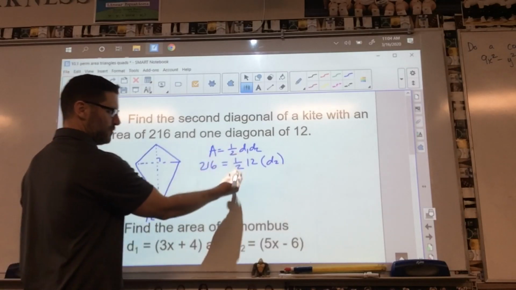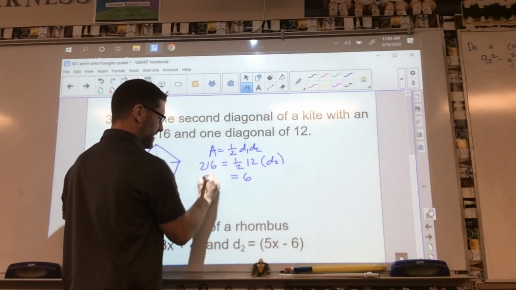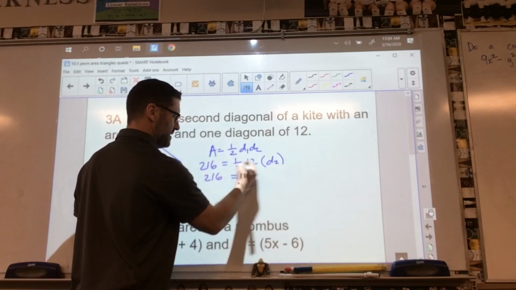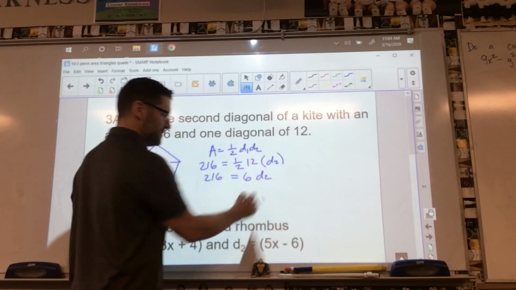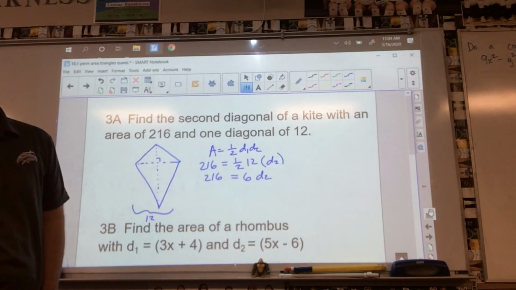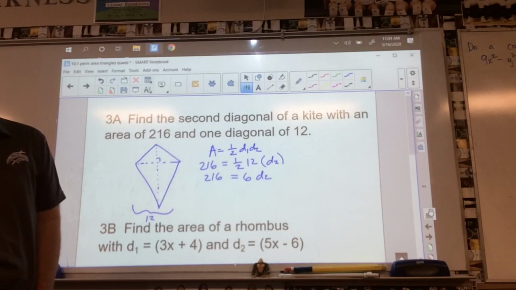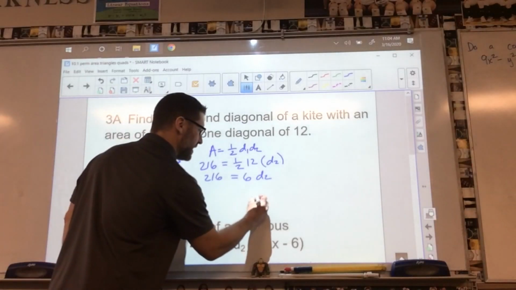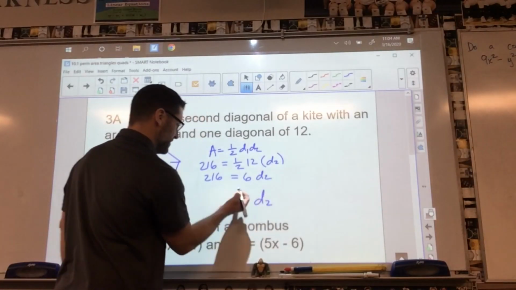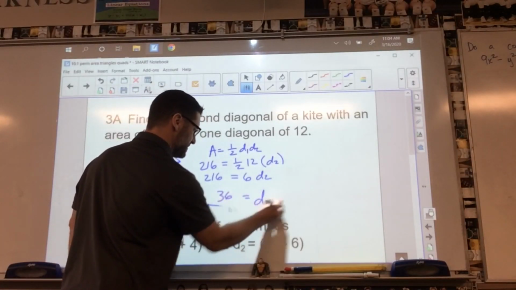And, well, half of 12 is 6. And that's 216. I put those two numbers together, d2. And again, if you don't know 216 divided by 6, you go over to your trusty calculator. I think it's 36. And I have an expression for diagonal 2. Actually, I have a number. It's 36 units.